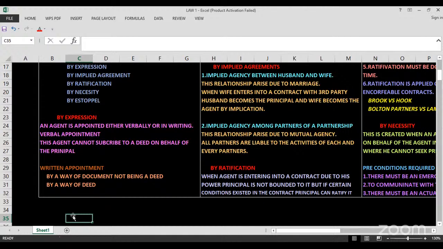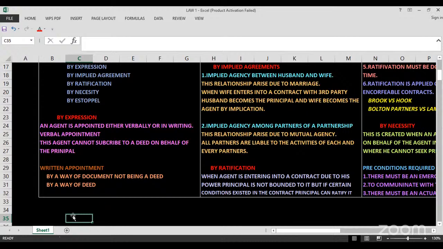such an agent can't go and subscribe to a deed. I mean, he can't sign a deed on behalf of the principal, because he's just verbally appointed and there is no legal proof that he's an agent. Therefore he can't sign a document on behalf of the principal.